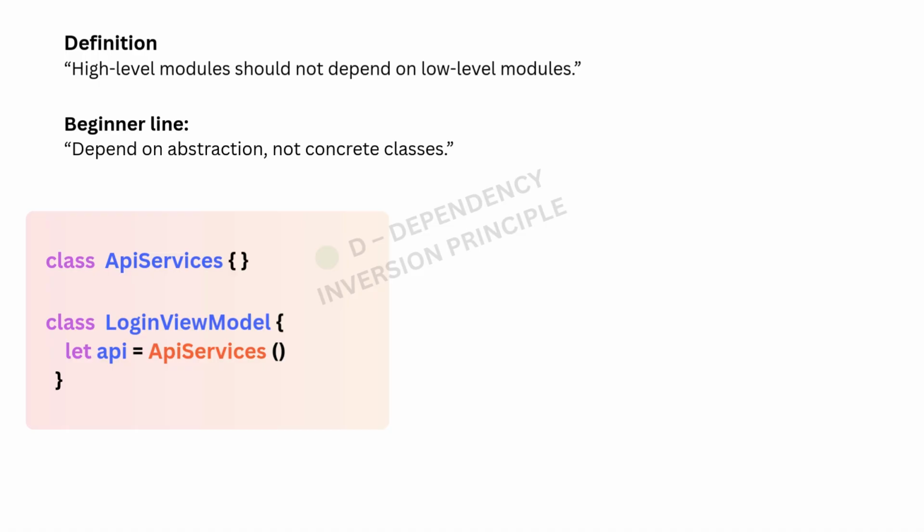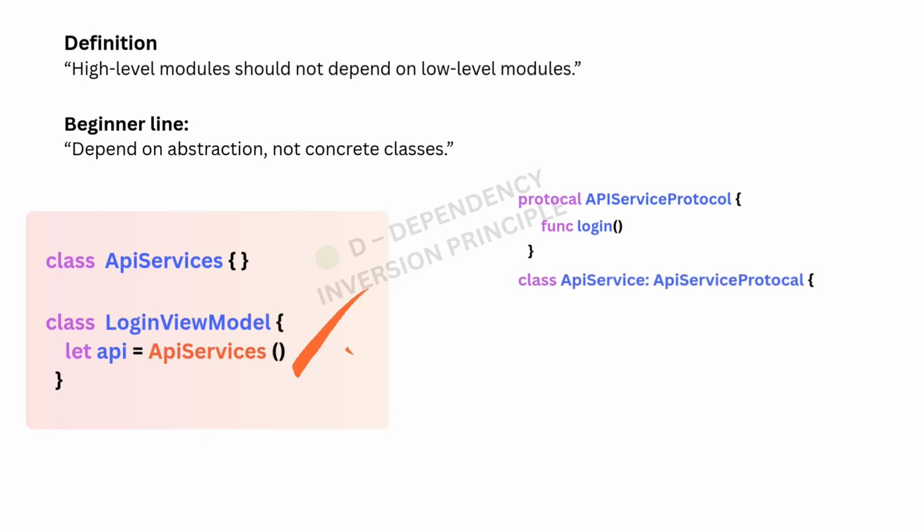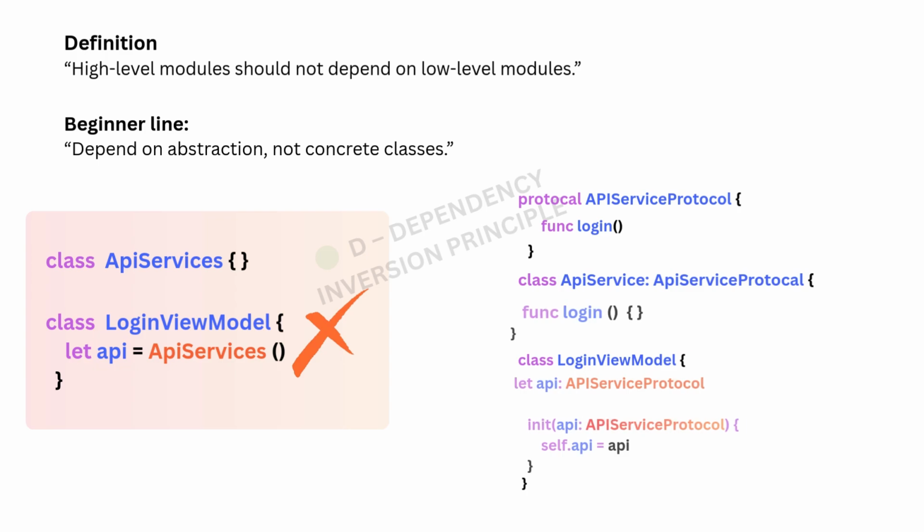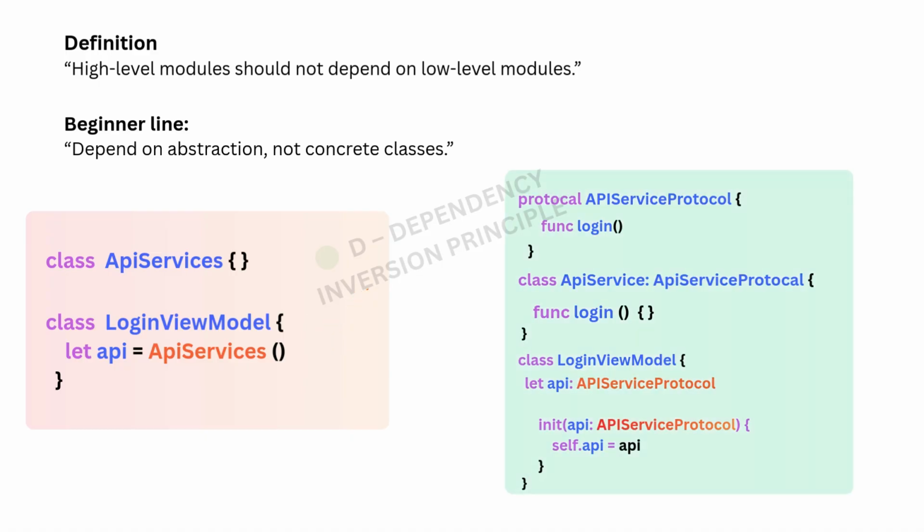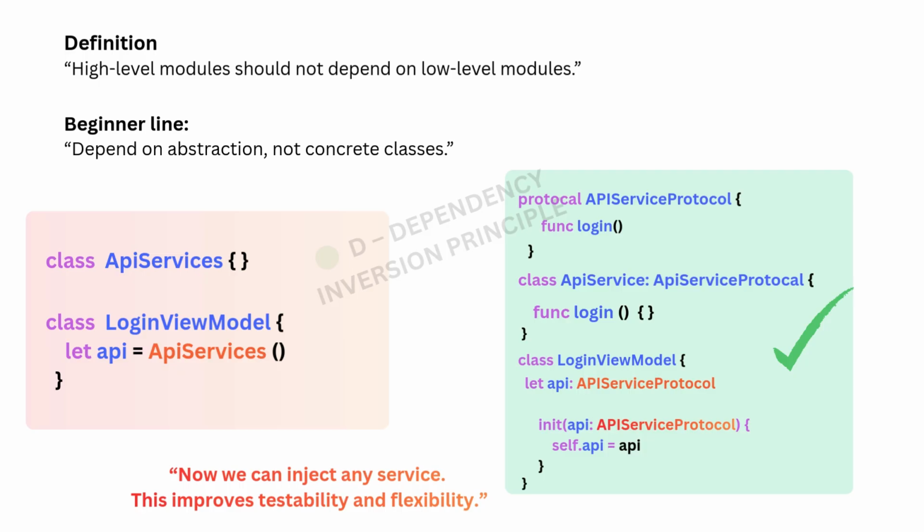Now we create a protocol, APIServiceProtocol, with the login function inside it. Then we have APIService, which conforms to the protocol and implements login. Now we create the LoginViewModel class, which is independent, with an init taking an APIServiceProtocol, stored in self.api, through the init method. This is the correct one, because we can inject any service, which improves testability and flexibility.